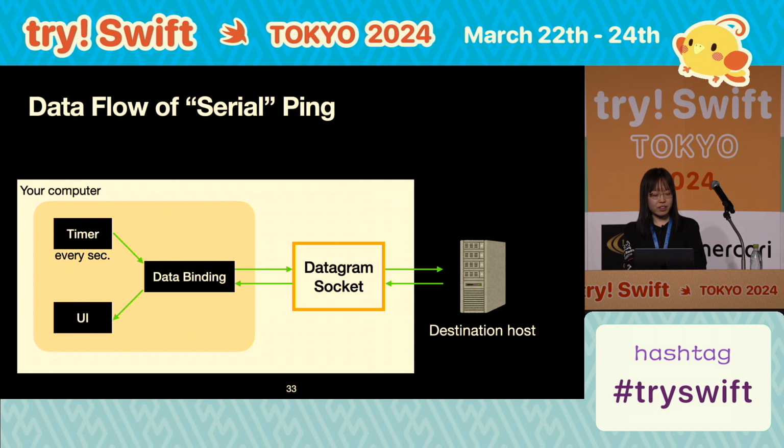The ping function can work with a clock ticking every second, such as a publisher or an async sequence. When the datagram socket receives replies, you can pass them to your preferred data binding, and then display results on the command line interface like the standard ping program, or use SwiftUI to build cool views.